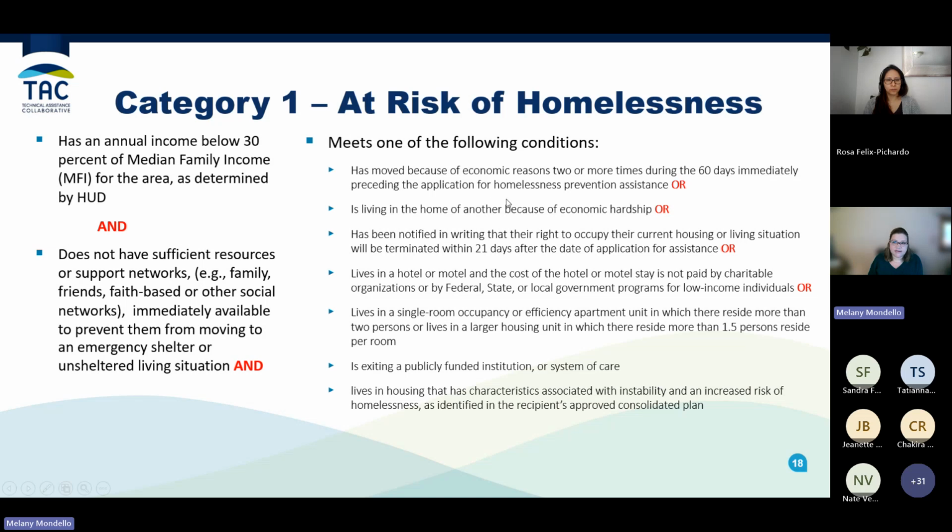And then at risk of homelessness, also you have to meet one of the following conditions. So you have to show that you have the income, you don't have the resources to do this again, to get rehoused on your own. And you have to show one of these kind of instability factors about you're really right on the edge of entering homelessness. You're right on the edge of entering a shelter or having to live in an unsheltered situation.